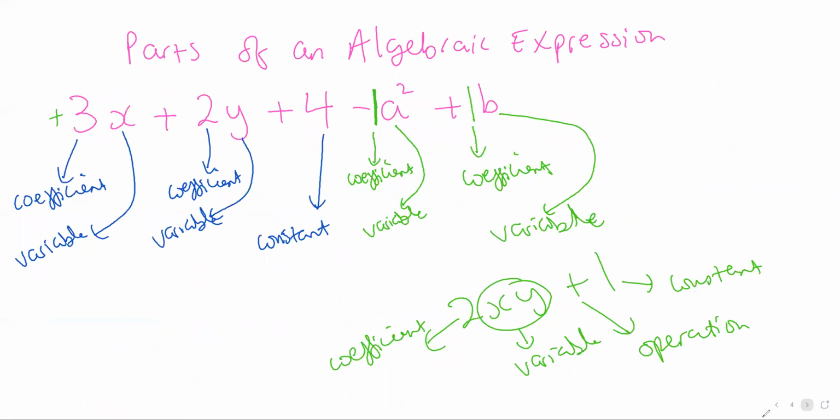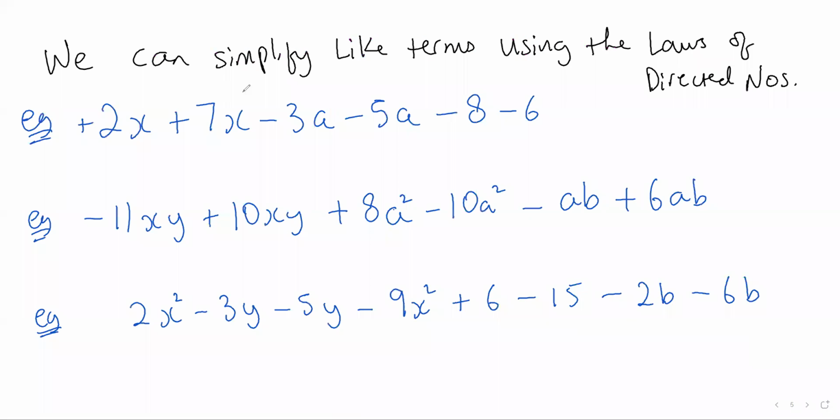And to simplify like terms, and we know the parts of an algebraic expression, right? Good. Now we can simplify like terms using the laws of directed numbers. We talked about that already. So what I want to do here is simplify these. In order to simplify, we have to identify if they are like terms and then go ahead and simplify.